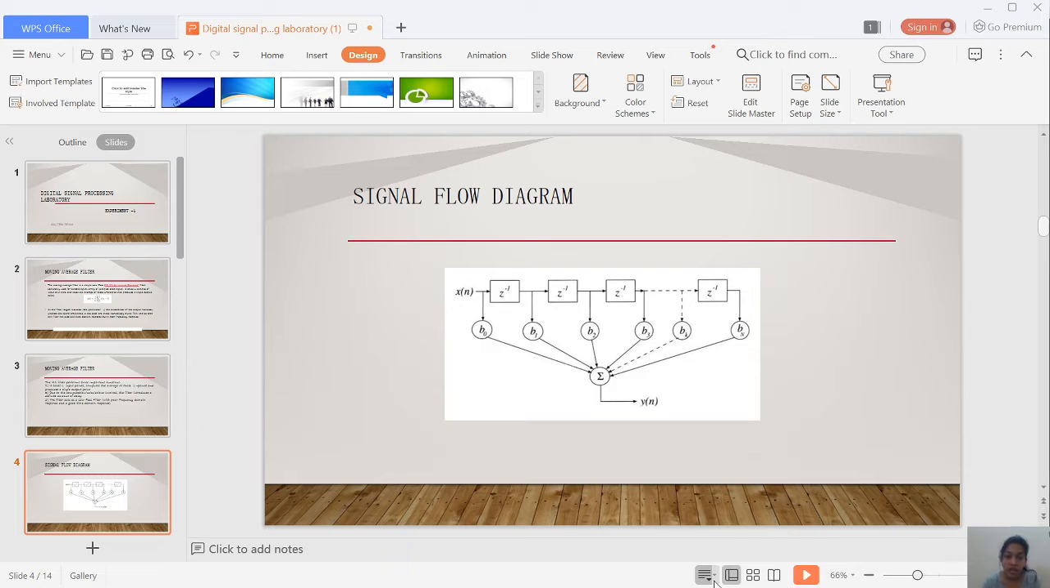As we can see here, x of n is the input to the filter. Here z to the power minus n is the time delay which we are giving. So when we are taking the input x of n, at each time, after each unit delay, we'll be taking the response like B1, B2 and so on. And at the end of the system, we'll be taking the sum of all the inputs that are obtained after every delay. So that is nothing but our y of n.